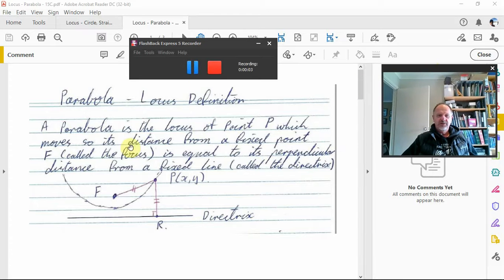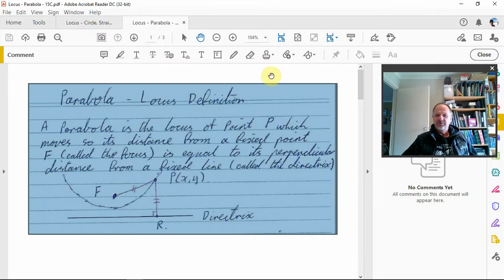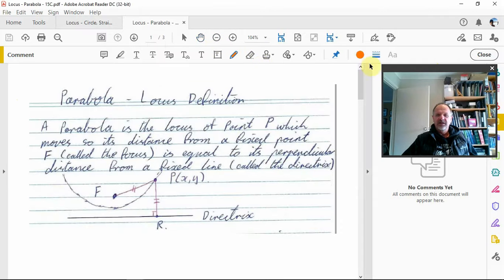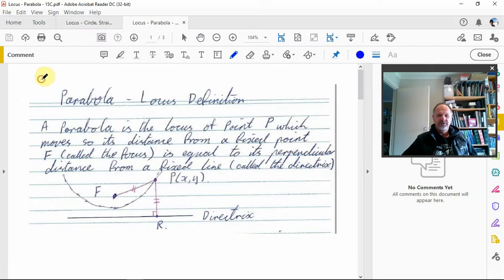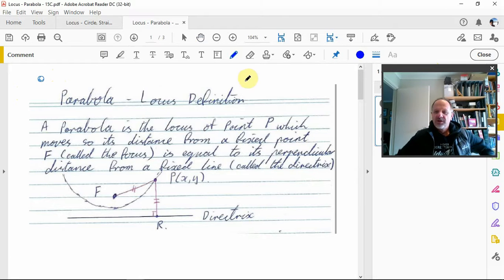All right, so today we're up to the next part of the locus stuff. So, locus definition of a parabola. Remember, the locus definition is just some sort of geometric description of it. So here we go. Here's the locus definition of a parabola.